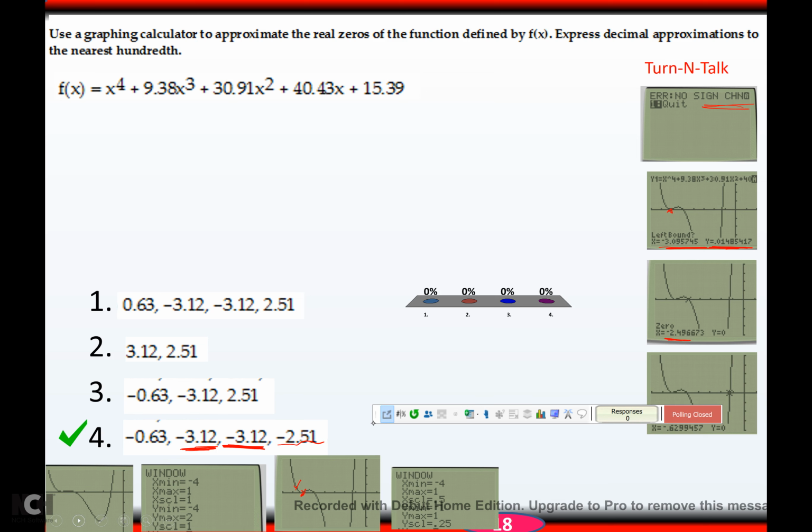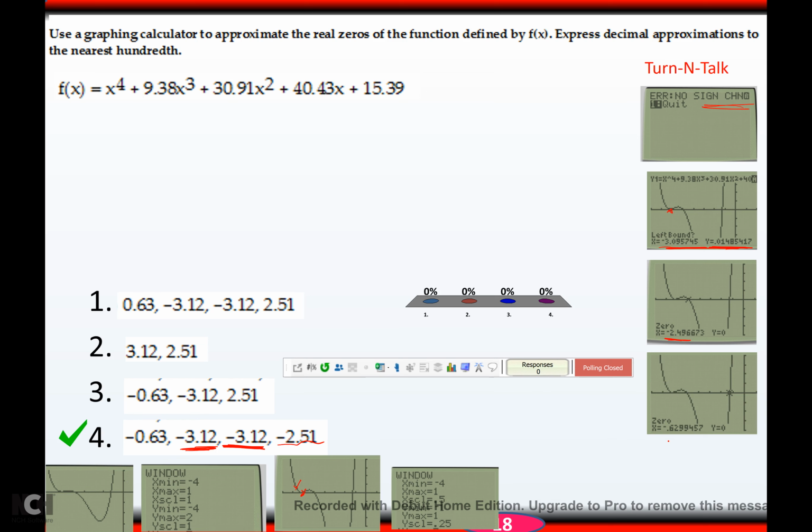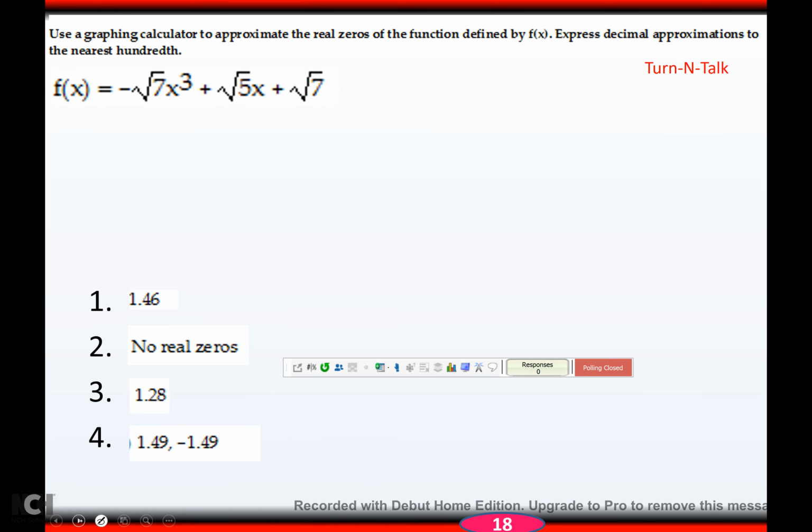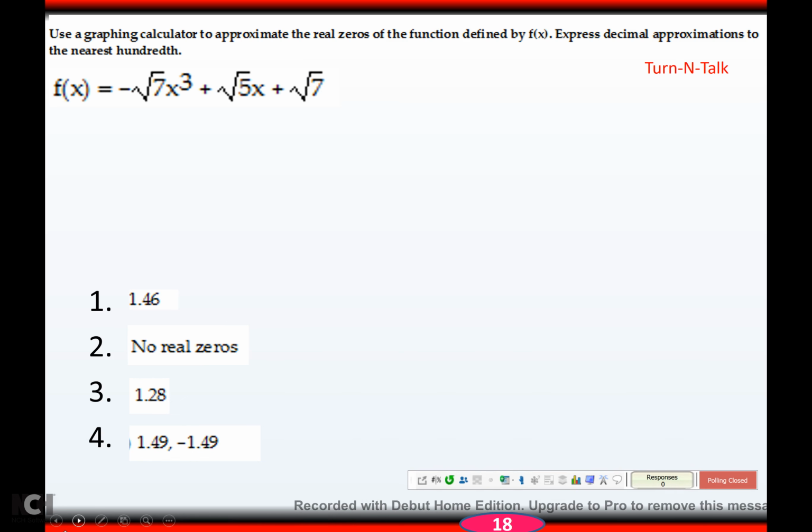All right, and then the last one I calculated, I got -0.6299, and they got -0.63. Okay. All right, be careful on that hidden behavior. All right, try this one. Come back when you're ready.